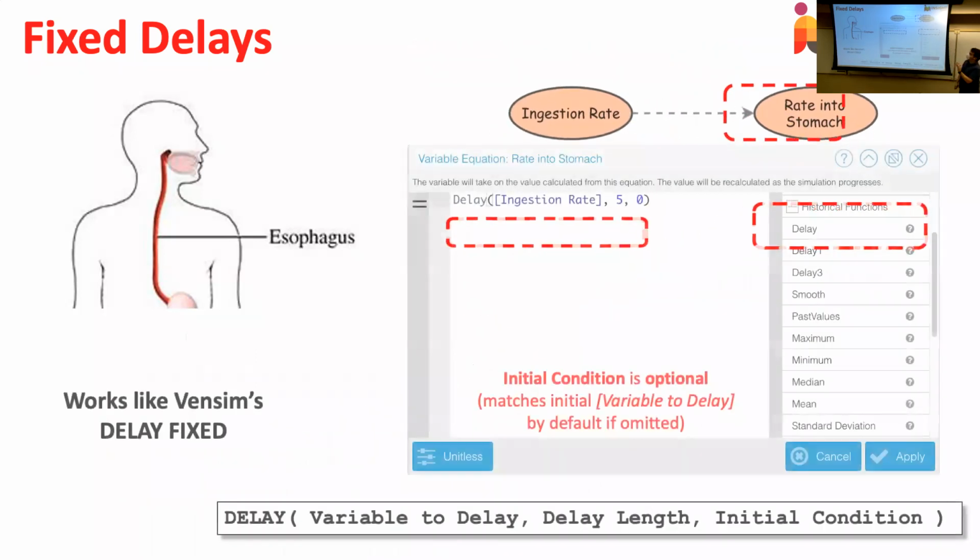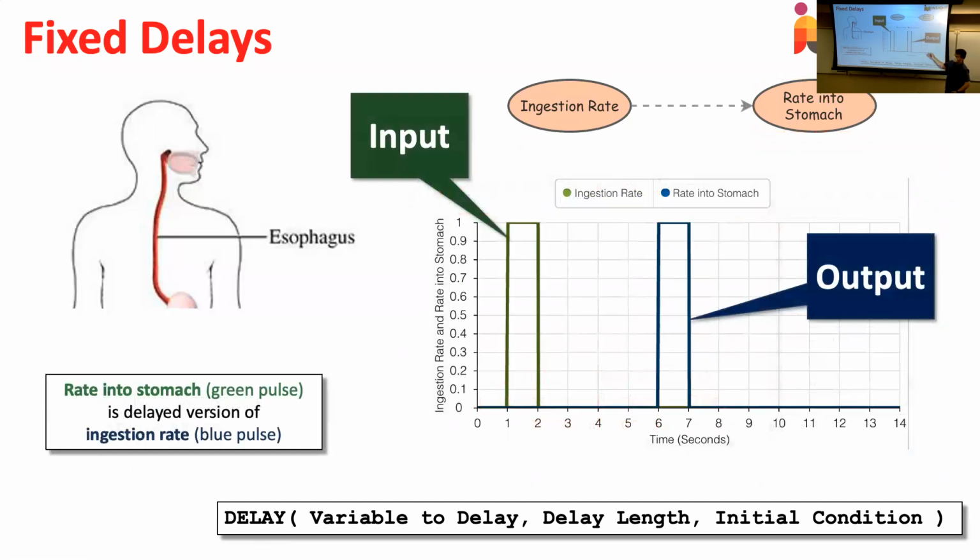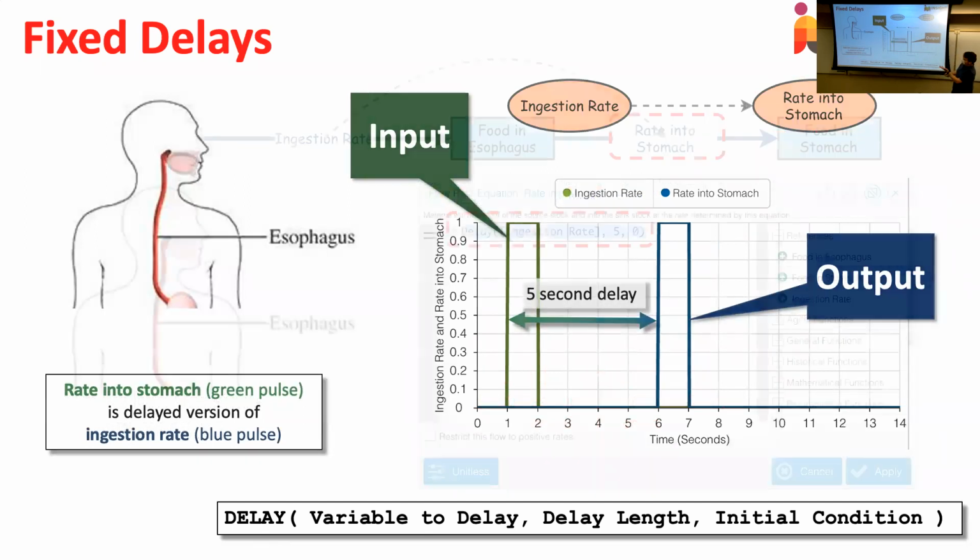Okay, but the big thing is this delay. How do I do fixed delays in Insight Maker? Well, there's a delay function, just like Vensim, but instead of being called delay fixed, it's just called delay. I say what I want to be delayed, I say how much of a delay, and again, the initial condition. Exactly the same as in Vensim. And with that, I get exactly the same output that I saw in Vensim. And here I want a 5-second delay.